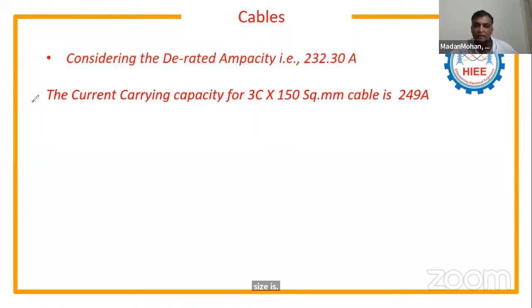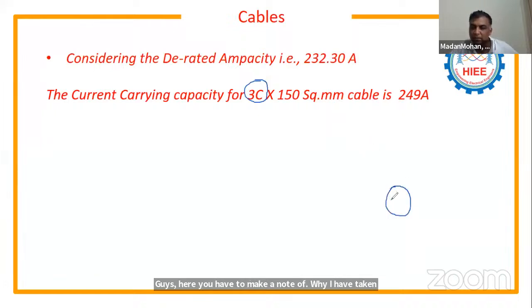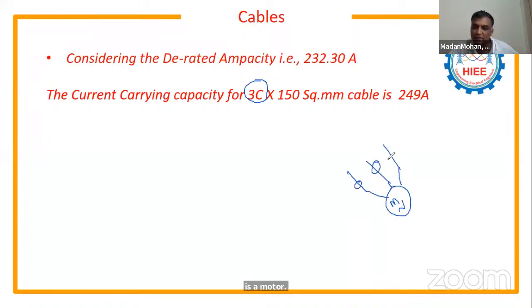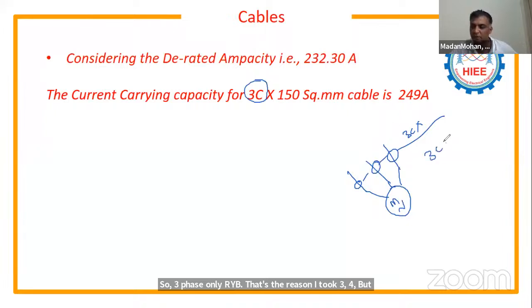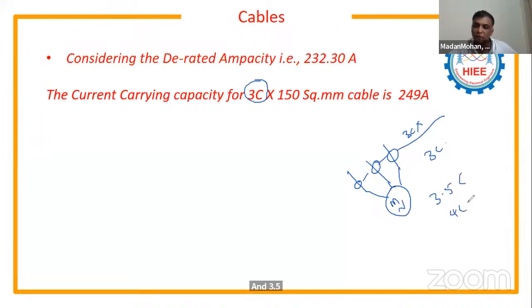Why have I taken a 3-core cable here? Because the connected load is a motor. A motor has 3 phases, only R, Y, B. That's the reason I took a 3-core cable. For motor loads, we go with 3-core cables, and 3.5 core and 4 core are used for distribution loads. That's the reason I took 3-core.